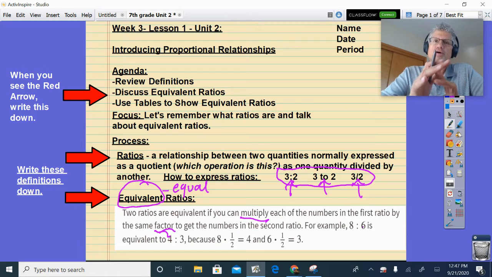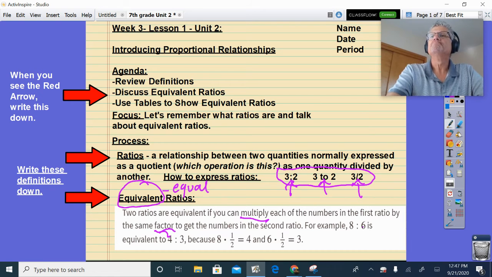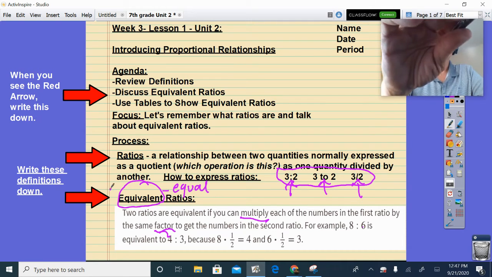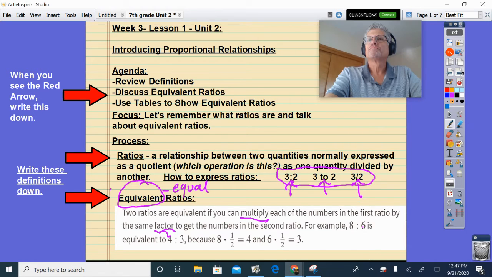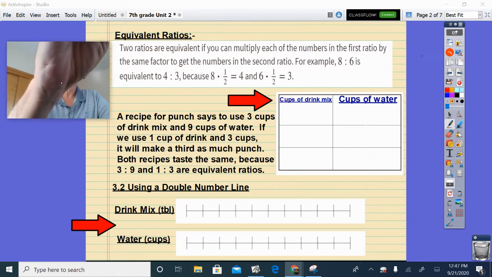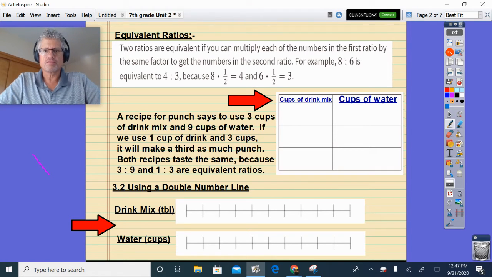So that's what we're talking about with equivalent ratios: ratios where the numbers in the first ratio are multiplied by the same factor to get the numbers in the second ratio. But I'll be showing you some examples of that here in a moment. And again, make sure you write those down because they have the red arrows. Okay. So let's talk about some examples of equivalent ratios. So here we have 2 ratios.